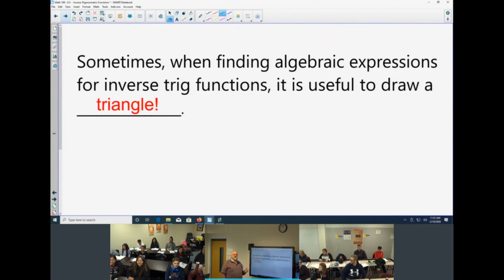Now, sometimes if you get stuck finding algebraic expressions for inverse trig functions, it's useful to draw a triangle. This is also helpful if it's one of the angles that's not on your unit circle. So let me show you how a triangle can help.